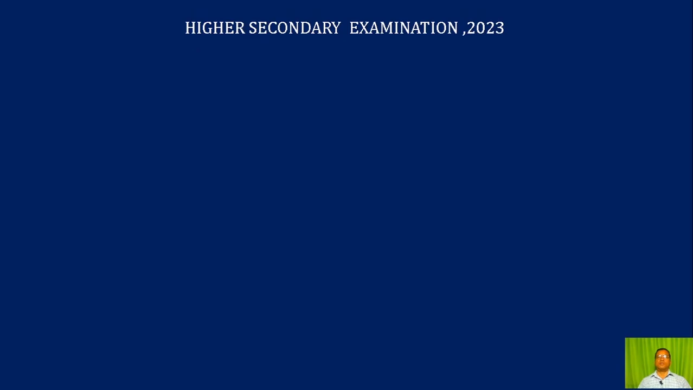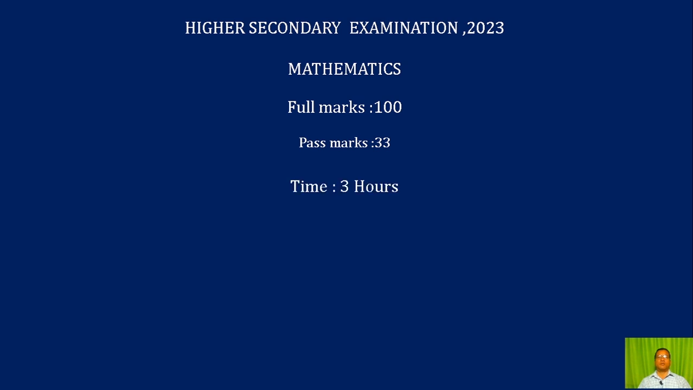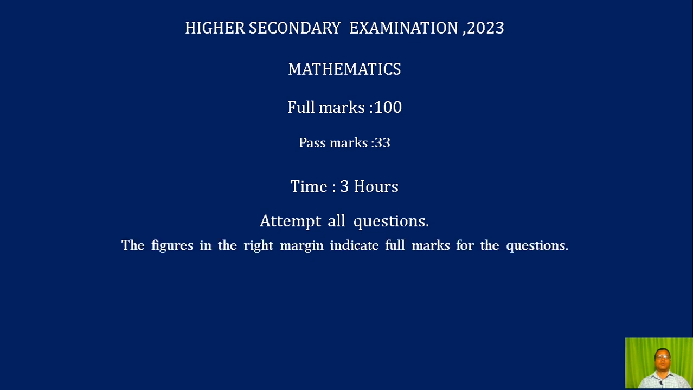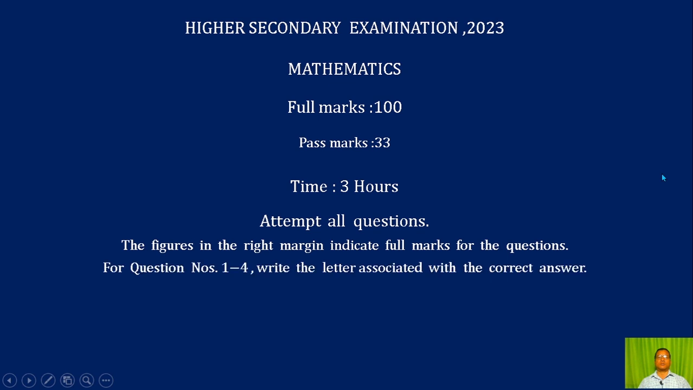Higher Secondary Examination 2023. Mathematics. Full marks 100. Pass marks 33. Time 3 hours. Attempt all questions. The figures in the right margin indicate full marks for the questions. For question numbers 1 to 4, write a letter associated with the correct answer.